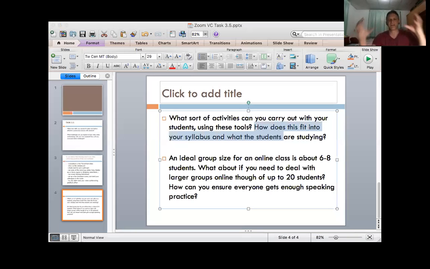Like you can have one group, one breakout room, get this information. They have to memorize it, take notes. They have to know it, and then relay that information to another breakout room, and they have to come to some sort of conclusion. It's like dictation, right?